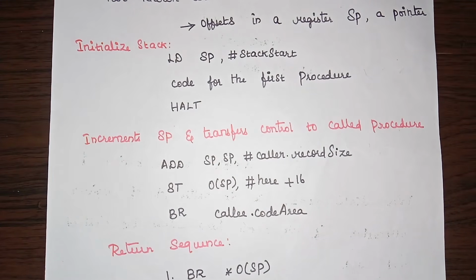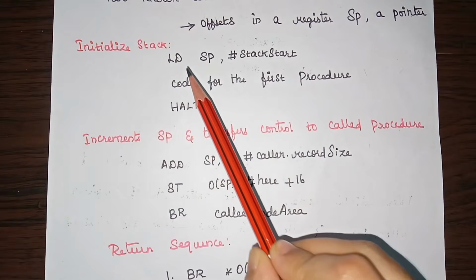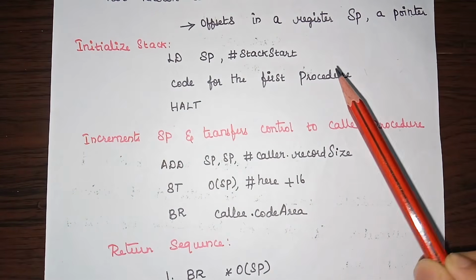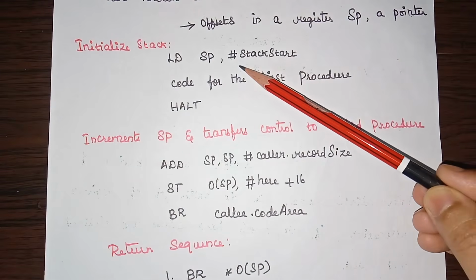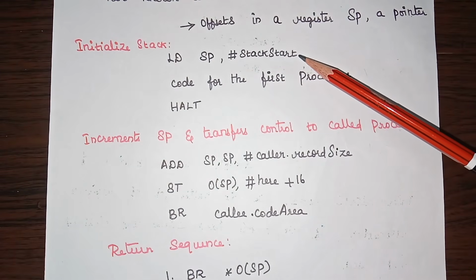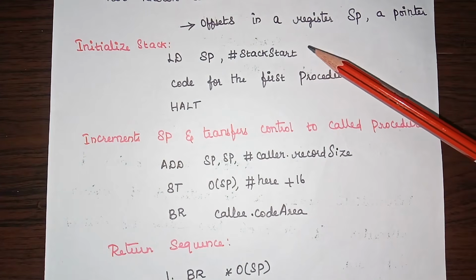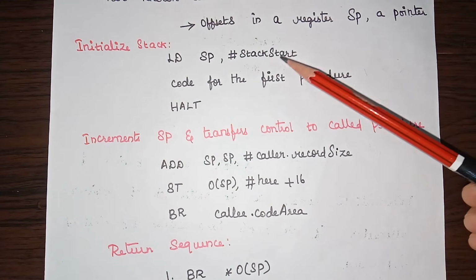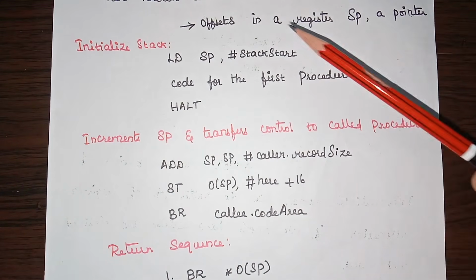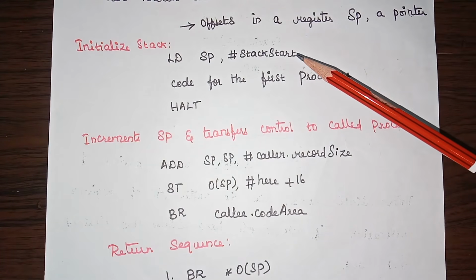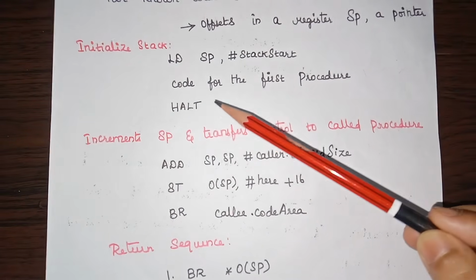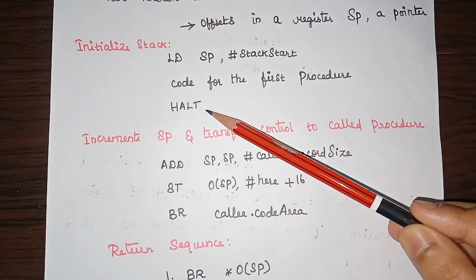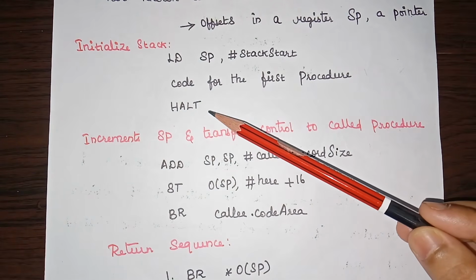When we want to initialize a stack, we can use this instruction: load sp comma hash stack start. This indicates the initialization of stack, that is we are going to start the stack from here. The stack pointer is usually at the start of the stack. So this is initializing the stack, and after that we have some code for that procedure, and finally we should add the halt statement, which terminates the execution here.